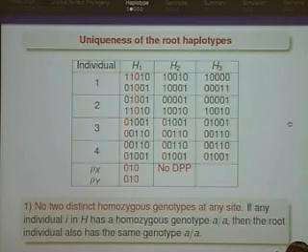So 2 copies of zeros, you just assign 0, 0. 2 copies of ones, you just assign 1, 1. Whenever you see 2 copies of zeros and 2 copies of ones, you conclude no DPP. Simple enough.